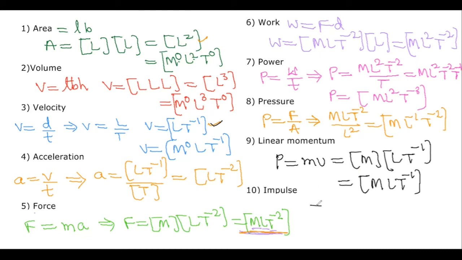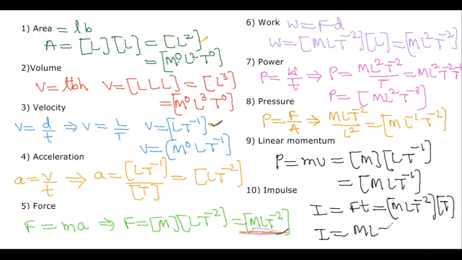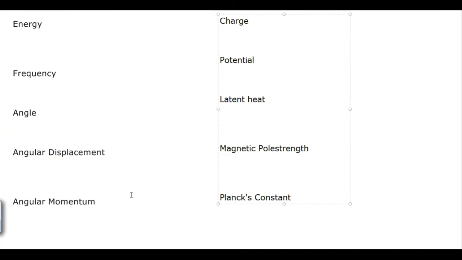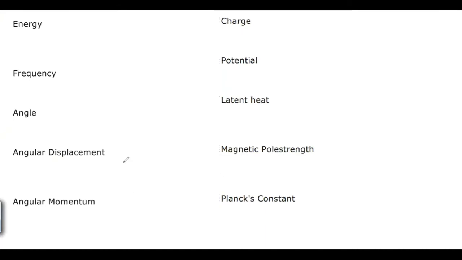And impulse, indicated with I or J. It is the product of force and time, a large amount of force acting in a short interval of time. Force we already calculated, MLT^-2, and multiplying with time, T and T^-1, it becomes MLT^-1. So this is the dimensional formula of impulse. I hope it is clear, and we'll see some more physical quantities.